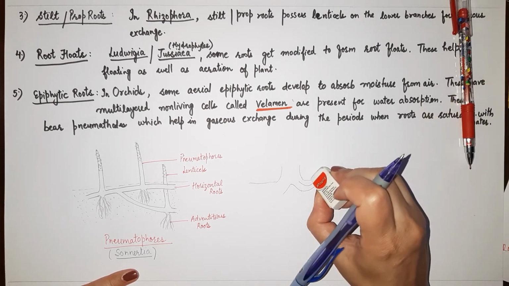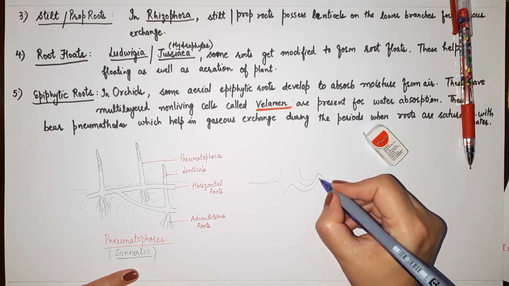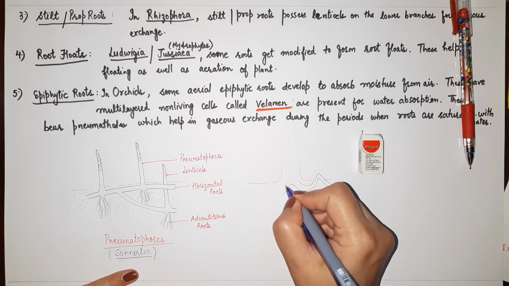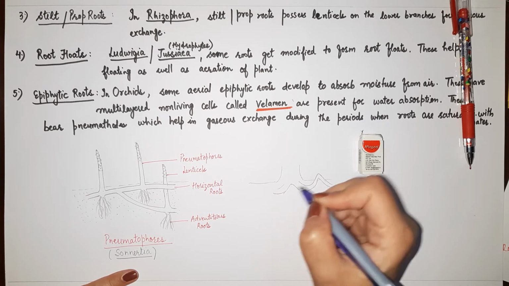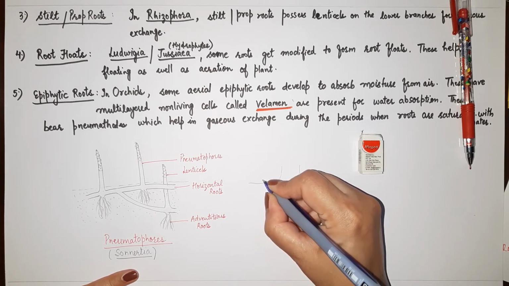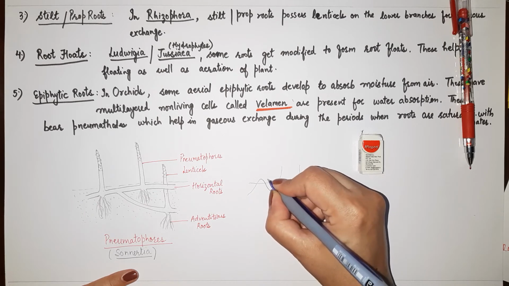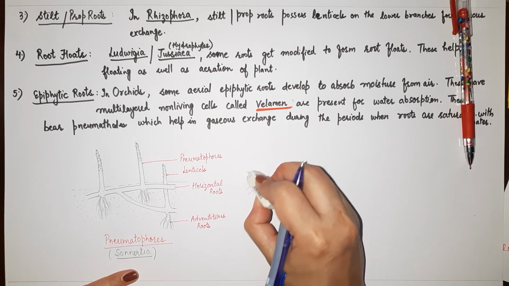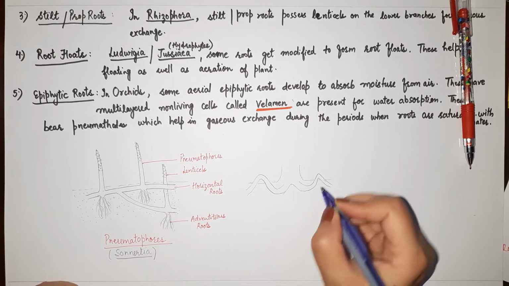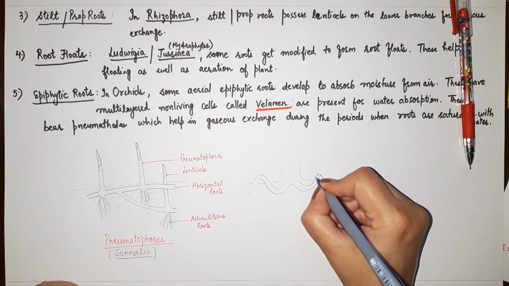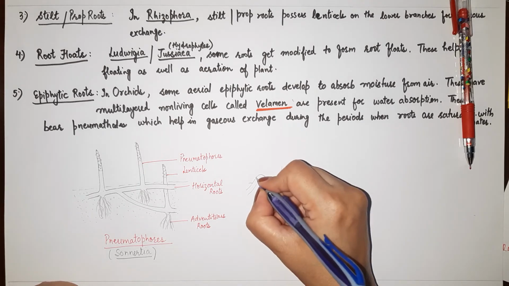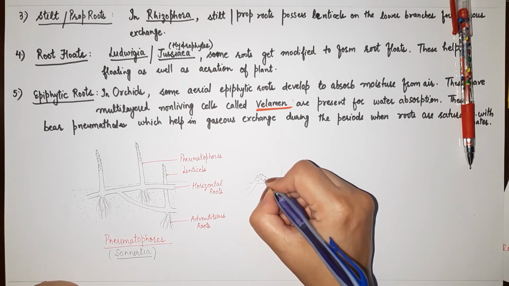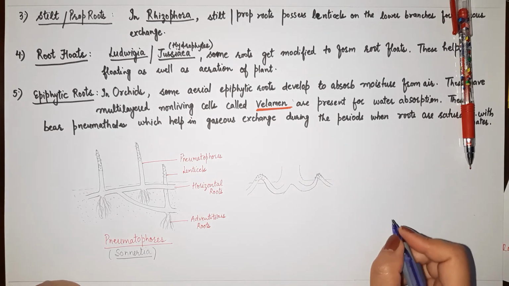So you can show two branches, just erase the cross sections of the soil level. Similarly here. And on these, lenticels are present. See, except for the root floats, all other adaptations that we are discussing, they have lenticels. Okay.